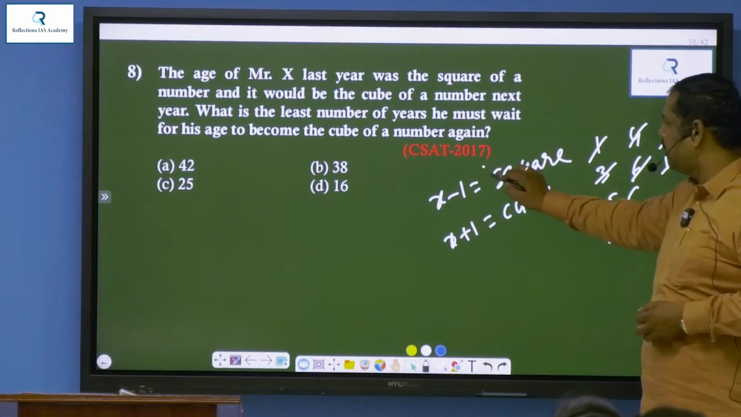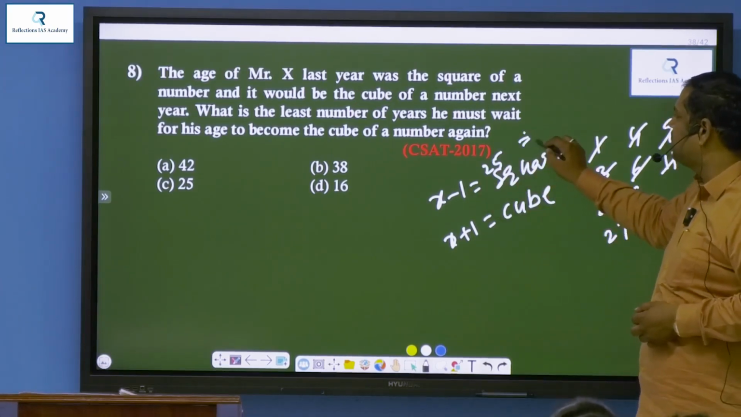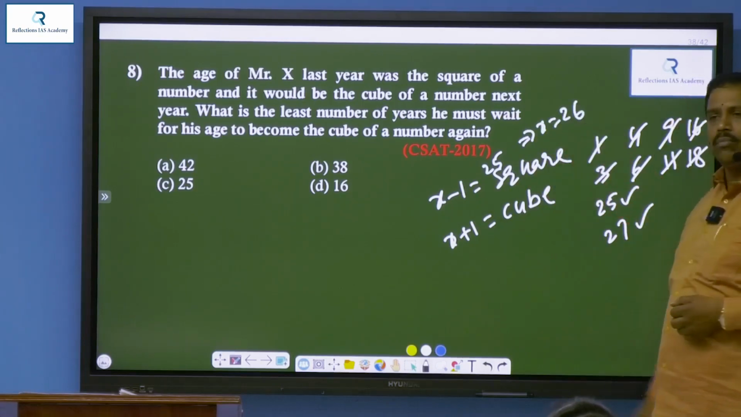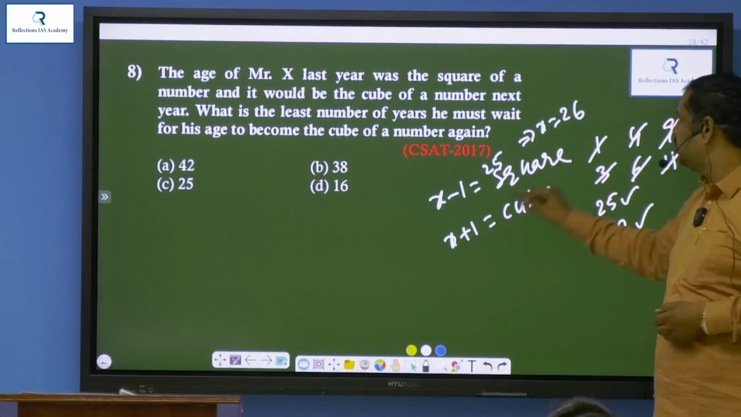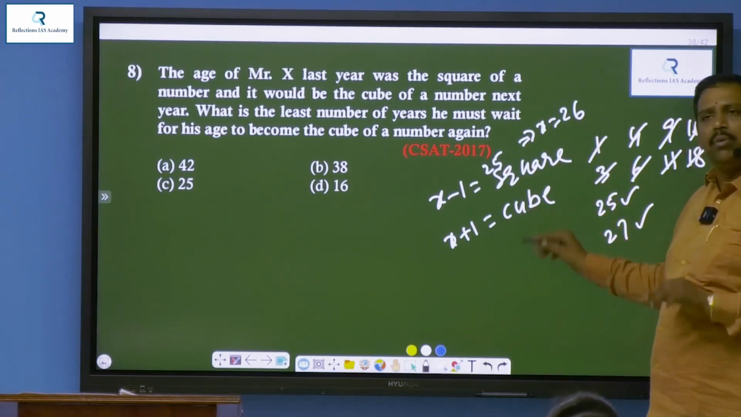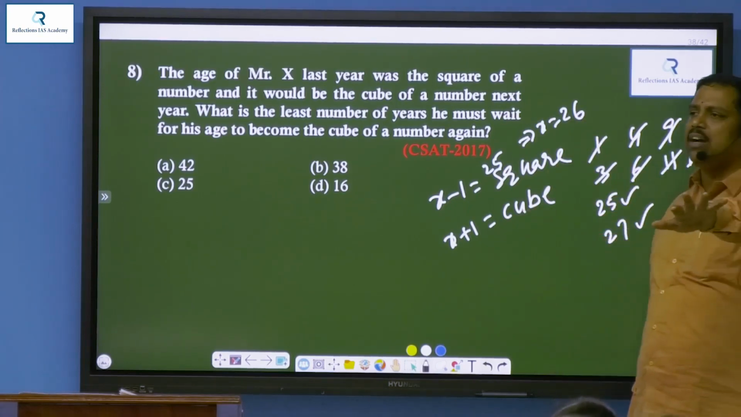This is 25. X minus 1 is 25. What's his age? 26. X plus 1 is 27, a perfect cube. Is it right or wrong? I got the age of that person.